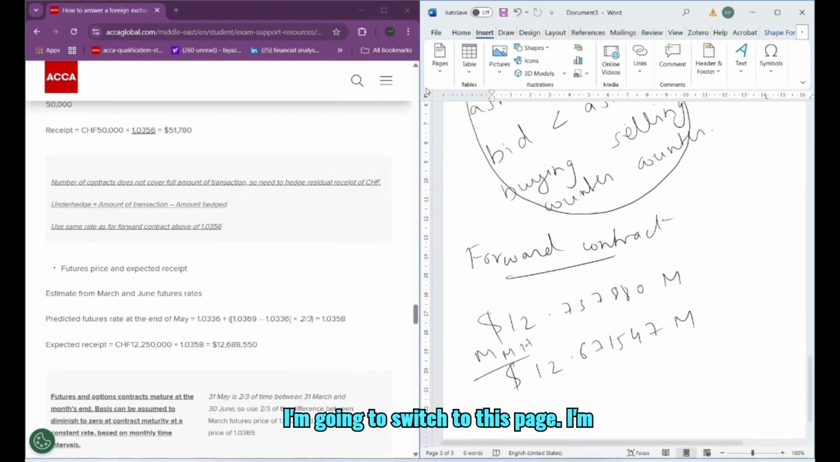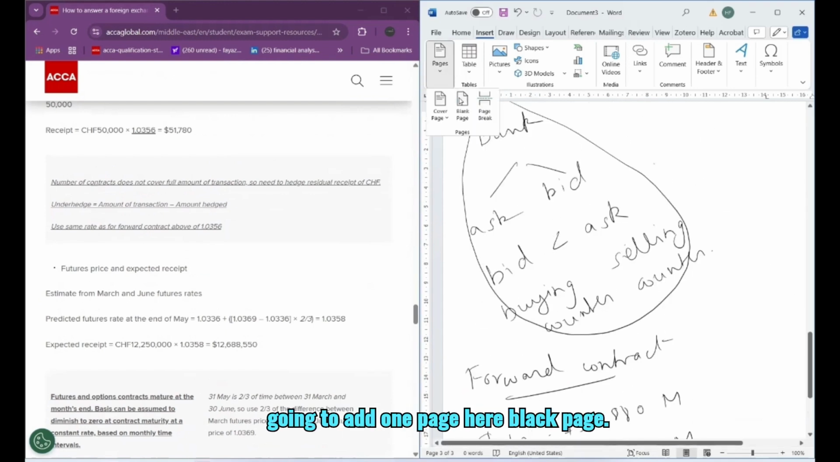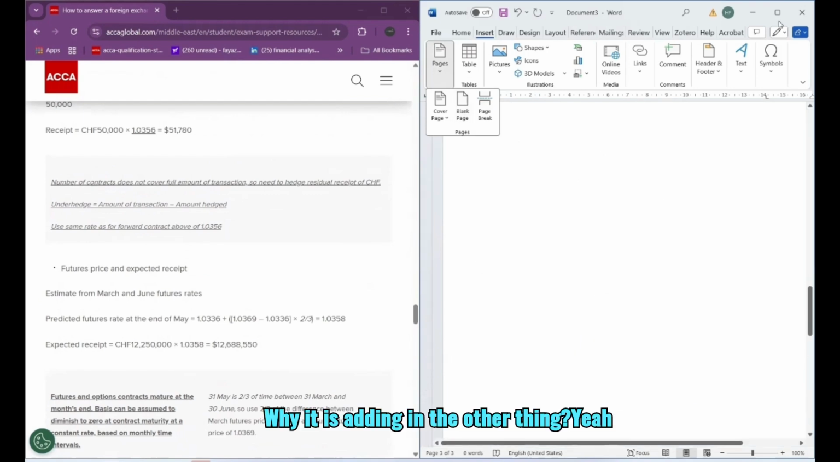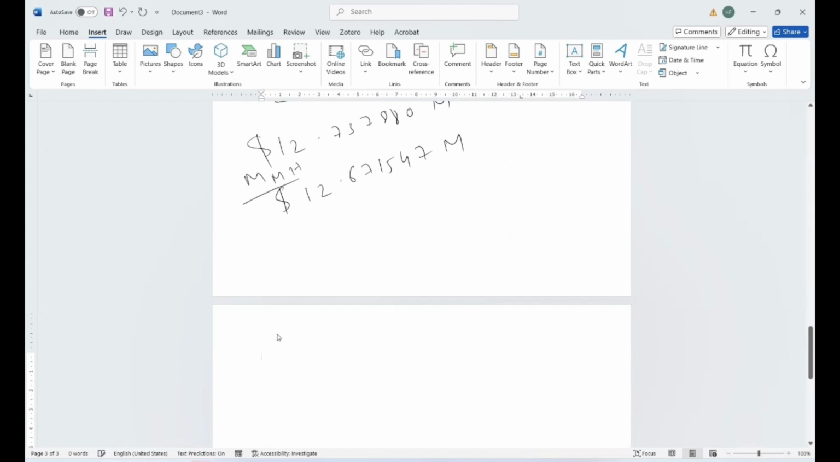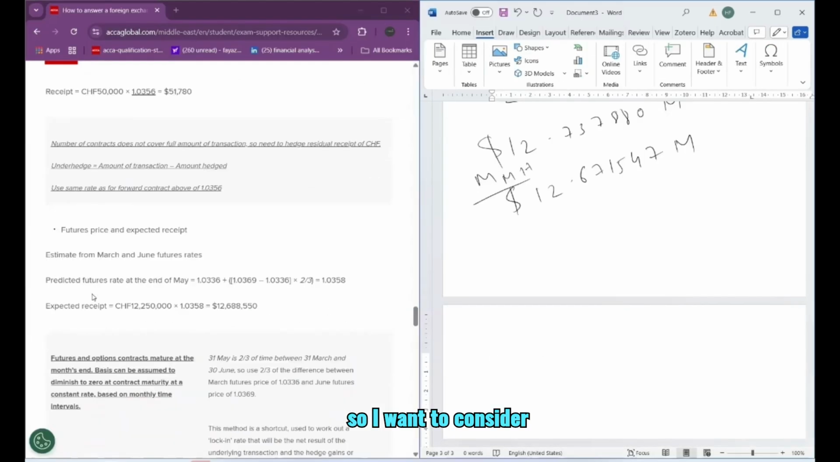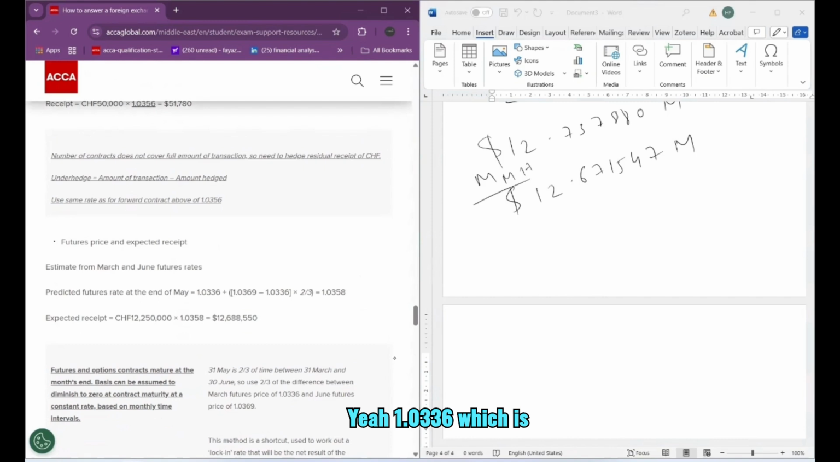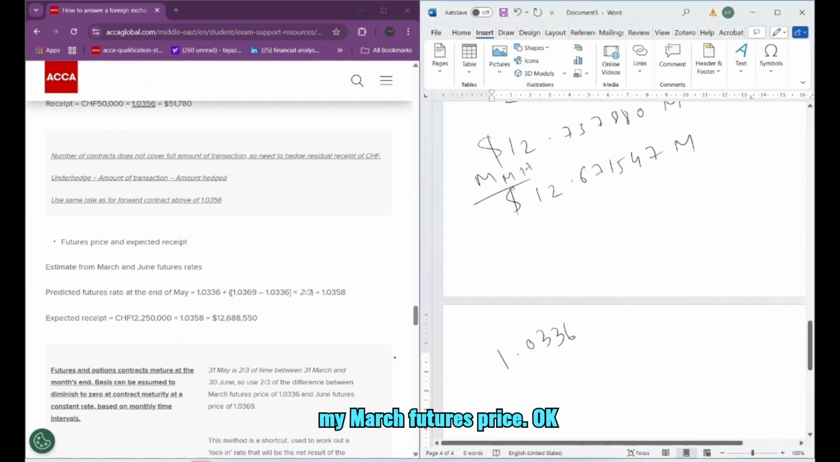I'm going to switch to this page. I'm going to add one blank page here. So I want to consider, I have two methods. One thing I'll consider is 1.0336, which is my March futures price.